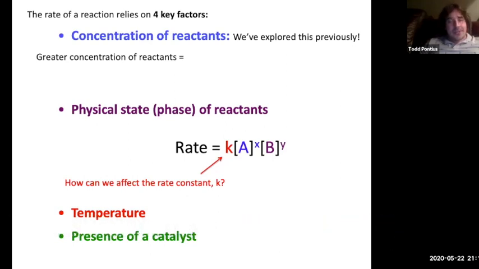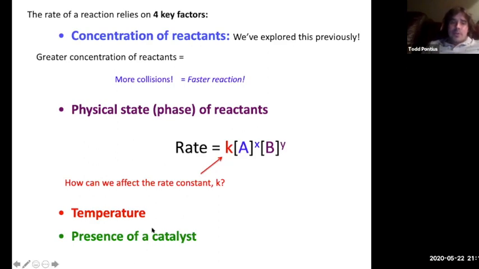And one of them we've actually already explored, the concentration of reactants. So remember, the greater the concentration of reactants, the more collisions there are between the potential reactants. The more collisions there are, that means there's more of a chance they'll overcome that activation energy barrier, make products, so more collisions means a faster reaction.